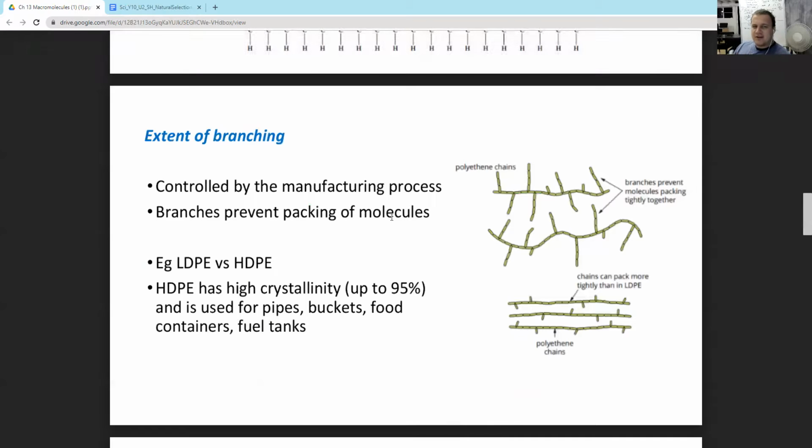So the extent of branching is controlled by how we produce the plastic. You want to make cheap, nasty plastic, go right ahead. But it's not going to be that nice, high density polyethene. So crystallinity talks about how ordered the structure is. The more ordered the structure is, the more crystalline, the stronger it is, the more resistant to degradation it is.